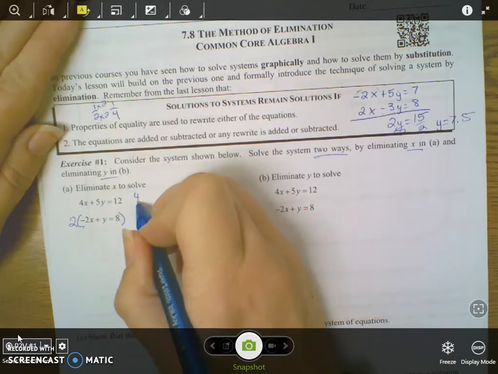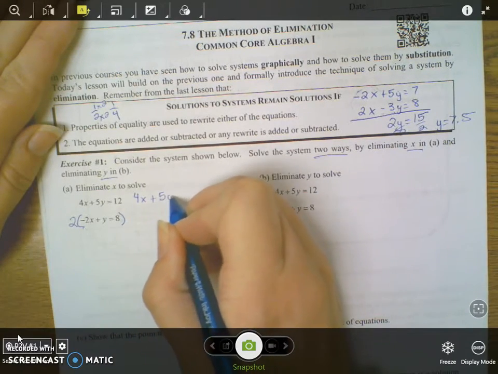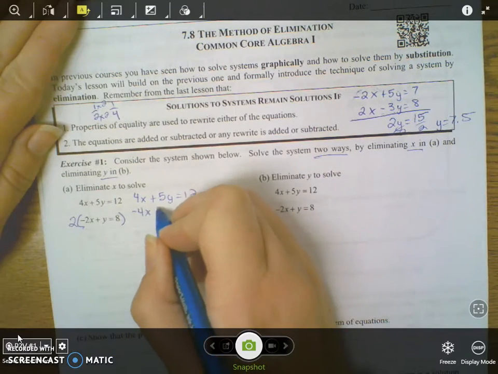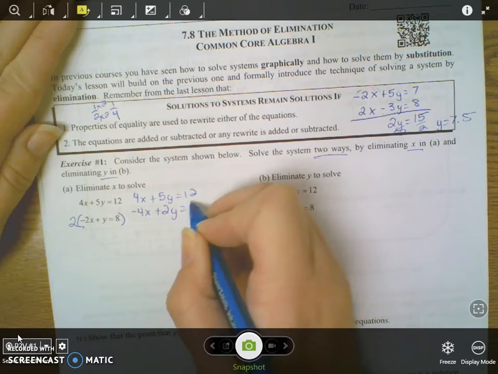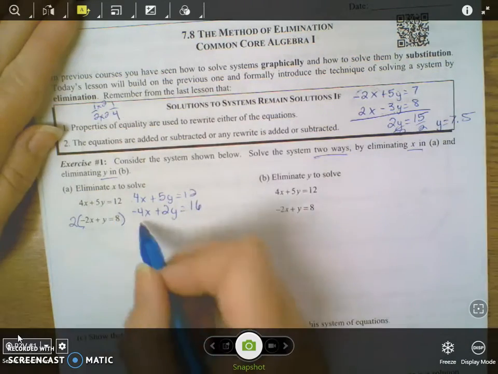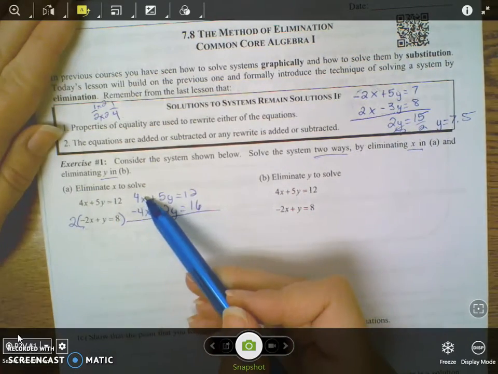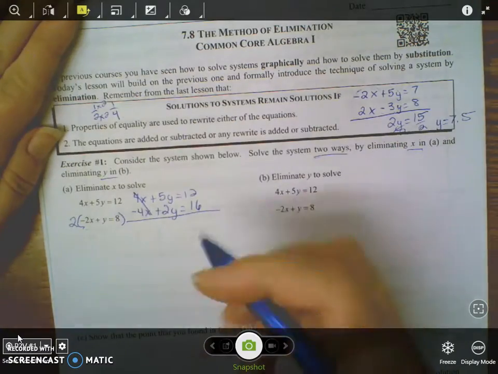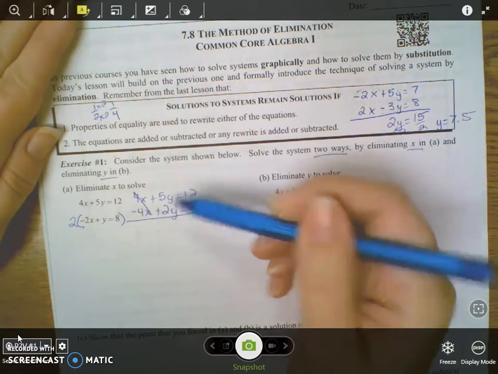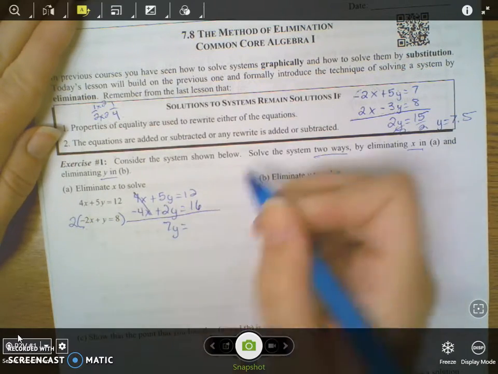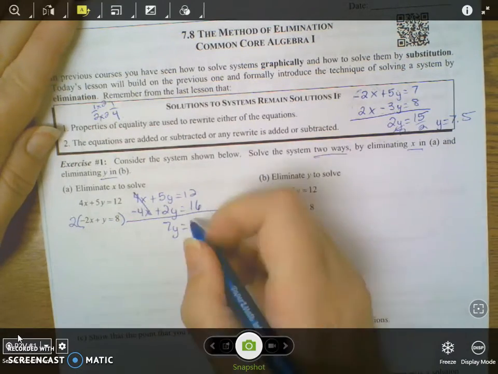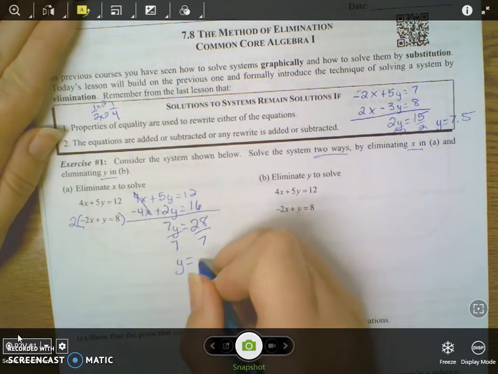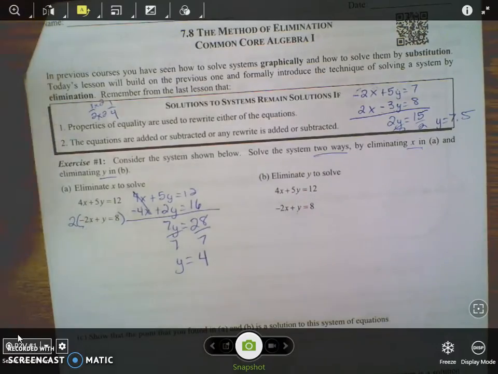So this one stays the same, 4x plus 5y equals 12. And this one is negative 4x plus 2y equals 16. And then we're going to add them together. So 4x plus negative 4x is 0, and so our x is eliminated. 5y plus 2y is 7y equals 12 plus 16 is 28. Divide both sides by 7, and we get y equals 4.